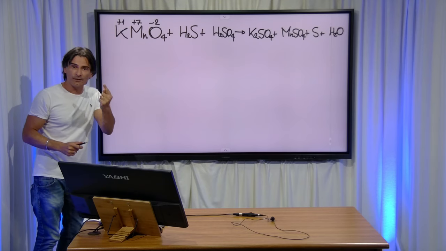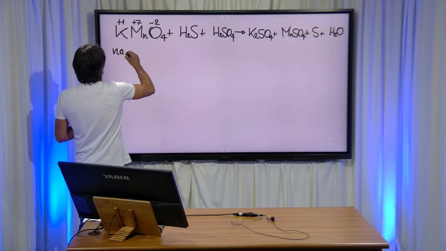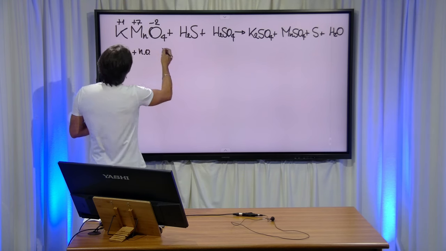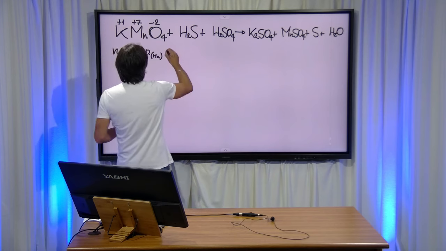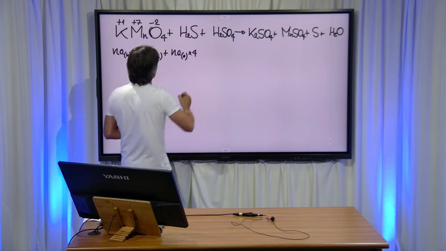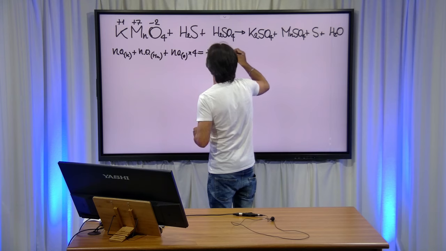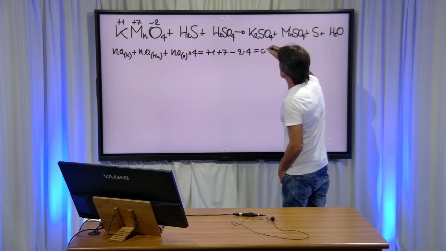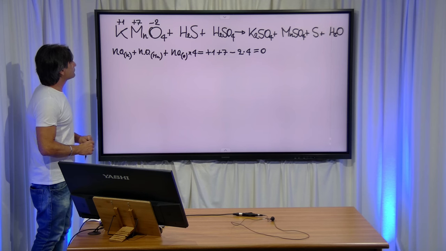I would like to write this operation one time for you. Oxidation number of potassium plus oxidation number of manganese plus oxidation number of oxygen multiplied by 4 equals plus 1 plus 7 minus 2 multiplying 4 equals 0. Okay? Okay, now I can erase.